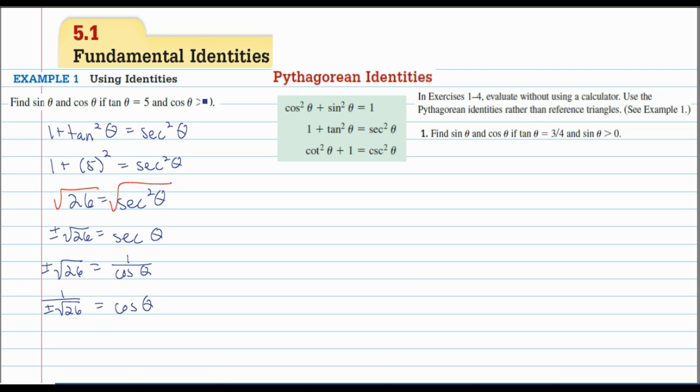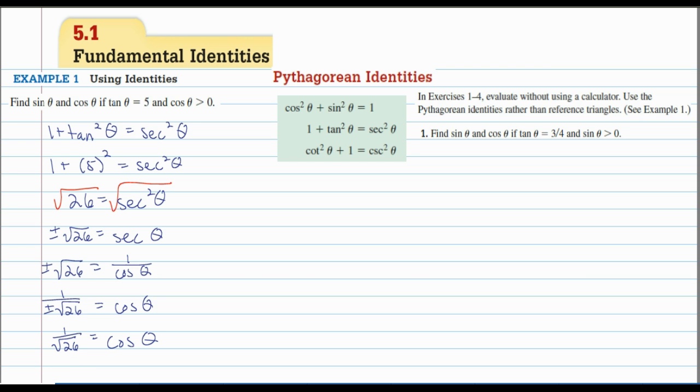Now, the original problem says cosine of theta is greater than 0, so we know that cosine is going to be positive, so this is just 1 over square root 26. If you want to rationalize the denominator, it would be square root 26 over 26.